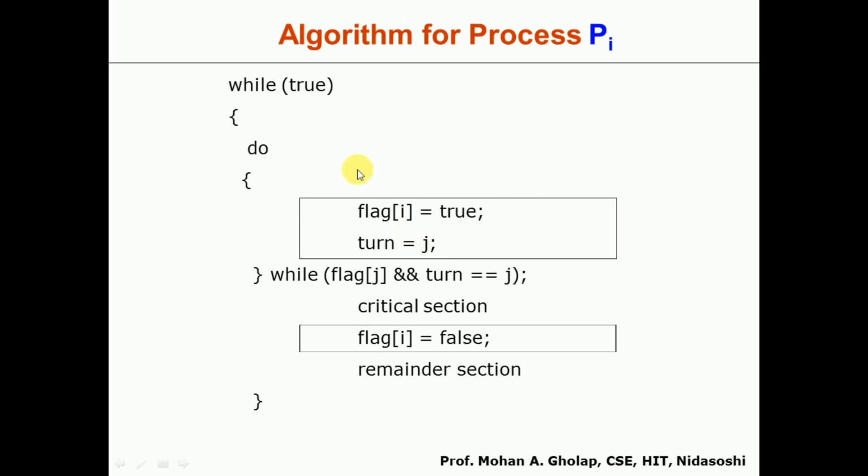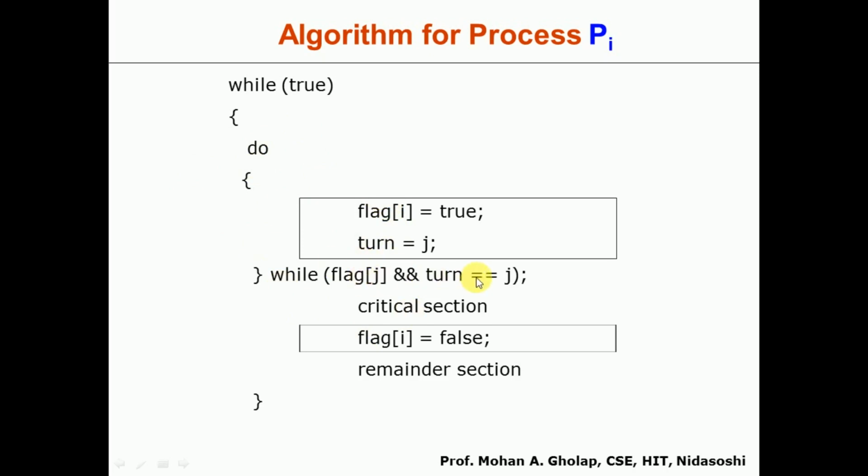So that's why after this we have this while loop: while flag of j and turn equal to j. Here, flag of j means j is ready to execute in its critical section, and turn equal to j means presently j is executing in the critical section. Now it's j's turn. So until j finishes the execution, it will be in this do while loop only.